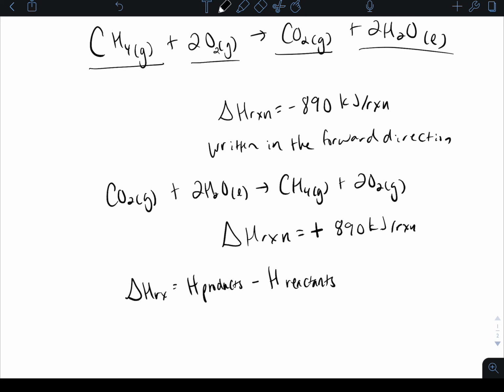So as we have our reaction, as I said, it has to be as written. Whatever we write, that's what our delta H of reaction is going to be.